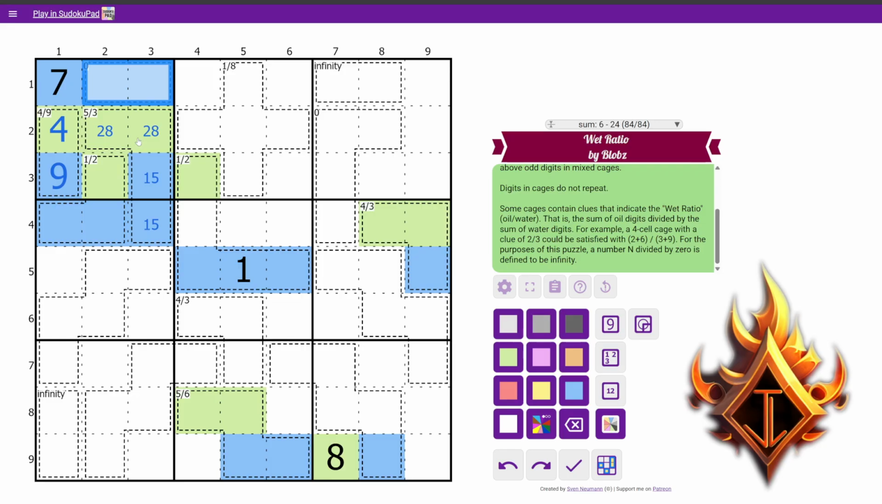These are odd. This is 6. So these are 12. So it can be 7, 5, 9, 3, 8, 4. Okay, that's fine. 7, 5, 8, 4, 9, 3.